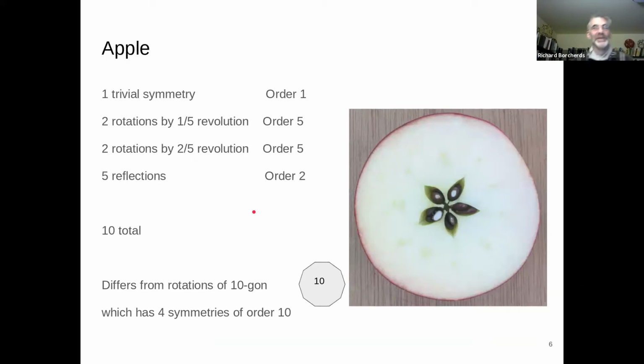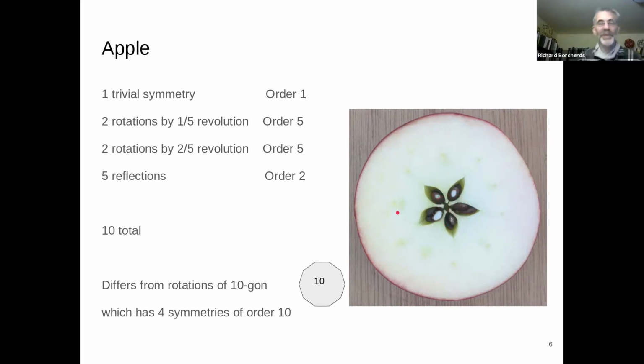A slightly unexpected answer is, what is the set of symmetries of an apple? You might think it's got an infinite number of symmetries because you can rotate it, but if you cut it in half, you find it's got this funny sort of five-fold symmetry. It's actually got 5 seed pods arranged like this.